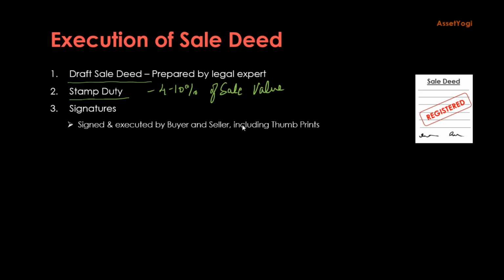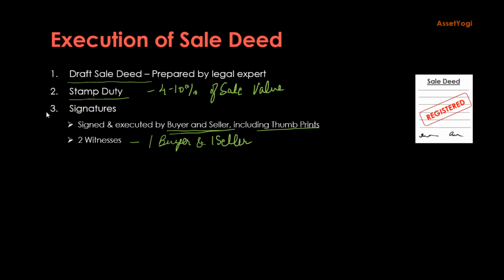Then the sale deed will be signed and executed by both buyer and seller, including the thumbprints, and every page has to be signed by both buyer and seller. The sale deed has to be witnessed by at least 2 witnesses, ideally 1 witness from each side, from the buyer and seller side. These witnesses will record their names, signatures and addresses on the sale deed.